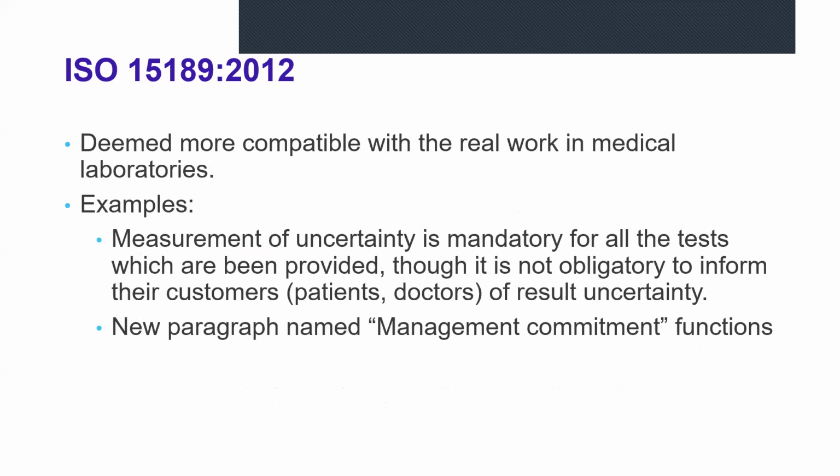So I'm just giving two examples here. For example, they say that measurement of uncertainty is mandatory for all tests that are provided. So we're always talking about the coefficient of variation of the glucose or the coefficient of variation of SGOT or whatever we're measuring. We know what our uncertainty is, and we measure that constantly in the laboratory. However, which I find fascinating, it's not obligatory for us to inform our customers, patients or doctor, of this uncertainty.